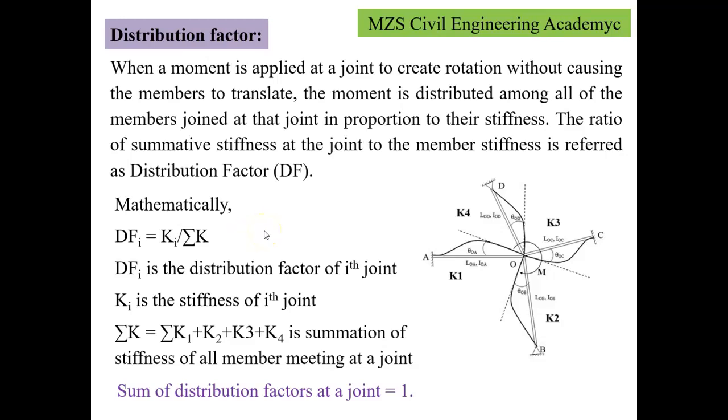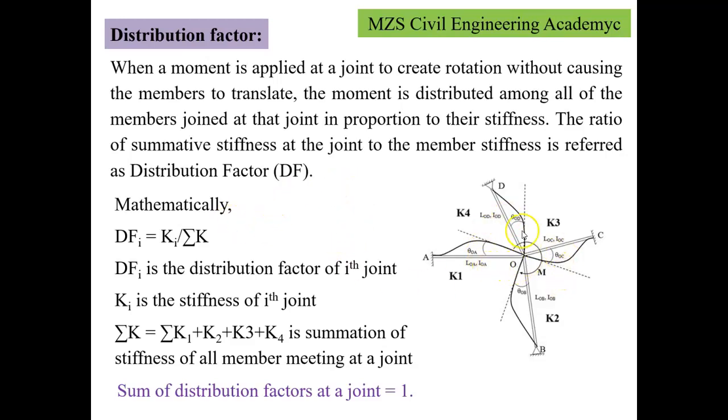If I want to define the distribution factor, it may be said as follows: when a moment is applied at a joint to create rotation without causing the member to translate, the moment is distributed among all of the members joined at that joint in proportion to their stiffness. The ratio of the member stiffness to the summative stiffness at the joint is referred to as the distribution factor.